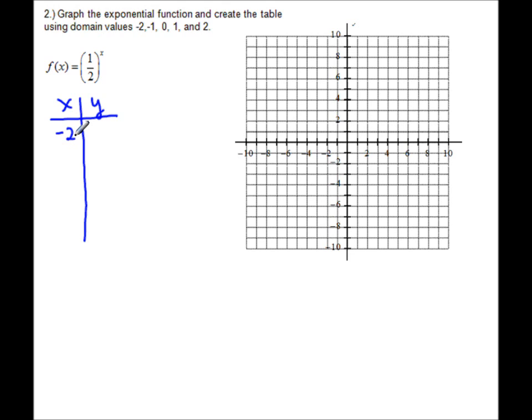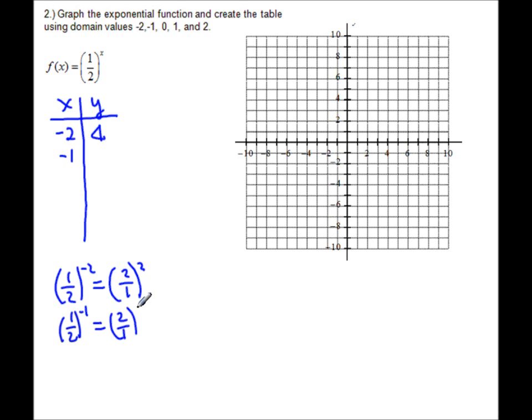So we plug in -2 for x, and when we take 1/2 to the -2 power, remember that that switches the numerator and the denominator and makes the exponent positive. So we get 2 over 1 squared. So this ends up being 4. Then we plug in -1, and the same thing's going to happen again. We have 1/2 to the -1 power equals 2 over 1 to the first power, so that equals 2.